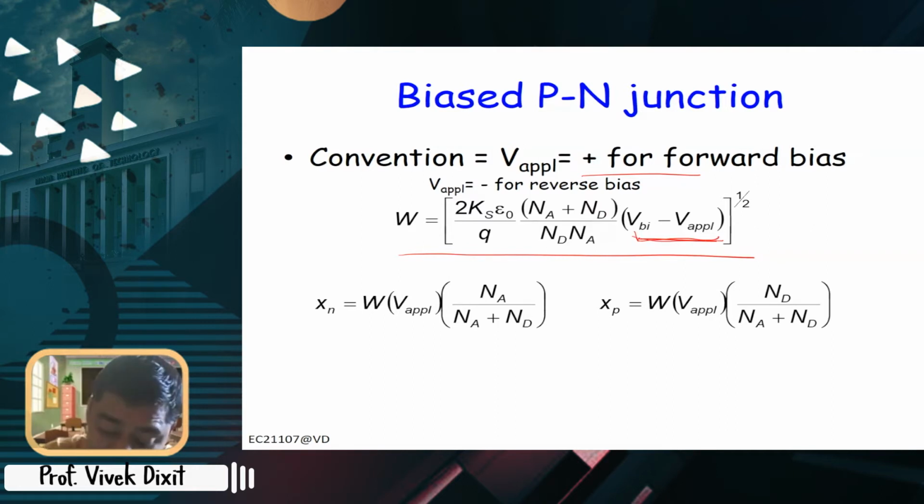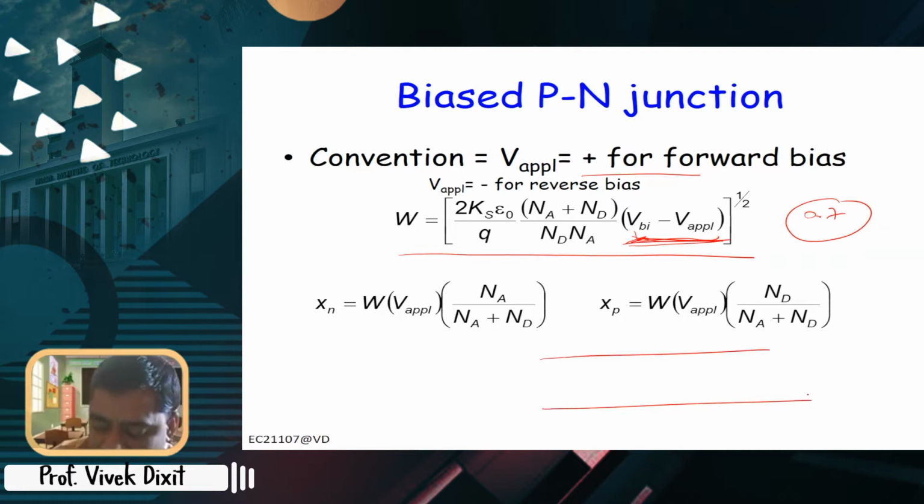Now you notice here, if VBI is 0.7 or 0.8, what will happen when your V applied becomes 0.7 and crosses this value VBI? When they are equal, it will be something like a flat band. Let's say your VBI is equal to V0, so the Fermi level difference will be V0. So they will become flat. Now this is N type, this is P type. If you apply more voltage, they are supposed to be like this.